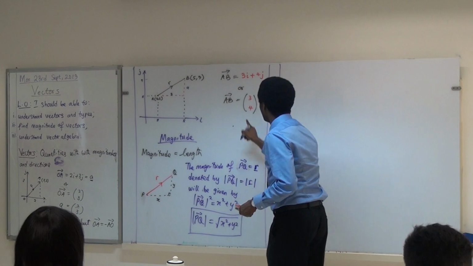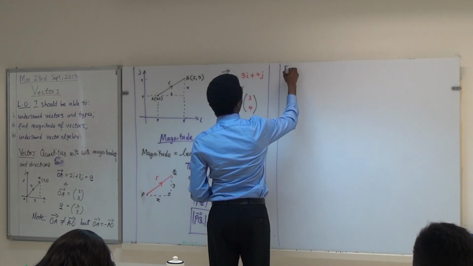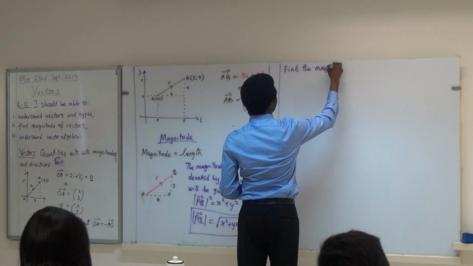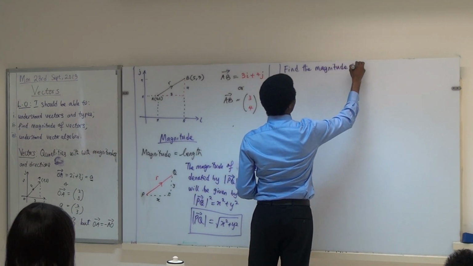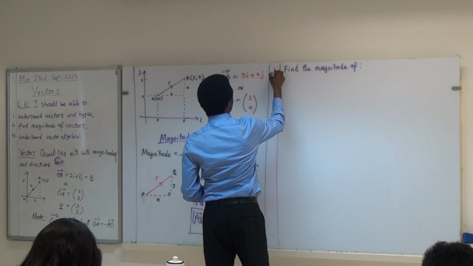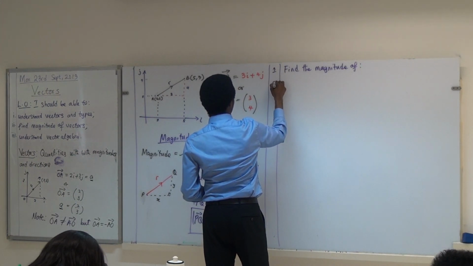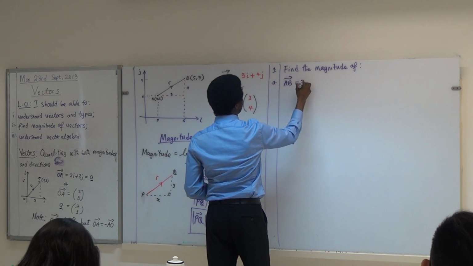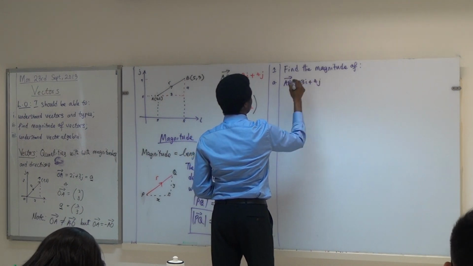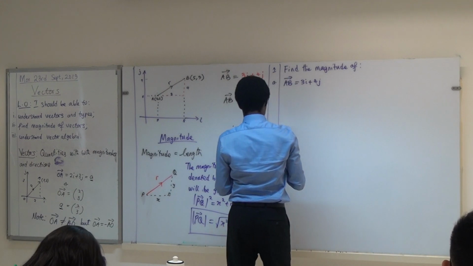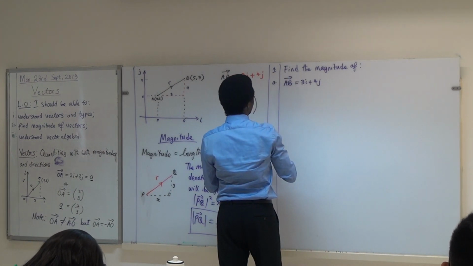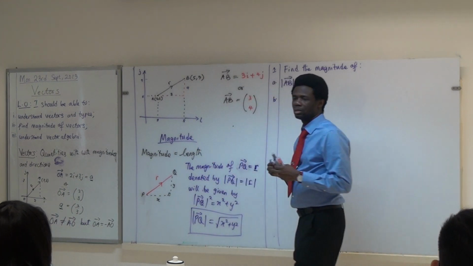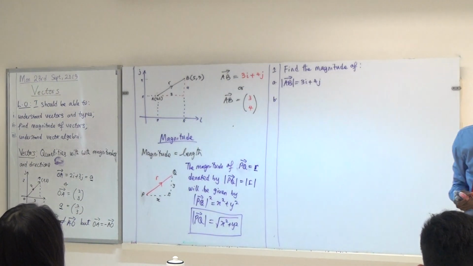So I'm going to put some vectors here, and I need you to find their magnitude. Find the magnitude of the following. The first question, AB that you got earlier, 3i plus 4j. Can somebody tell me what is wrong with this symbol, if anything? The absolute value. The absolute value, why?